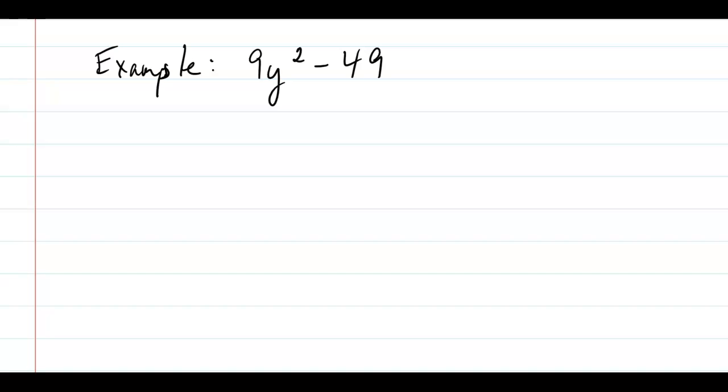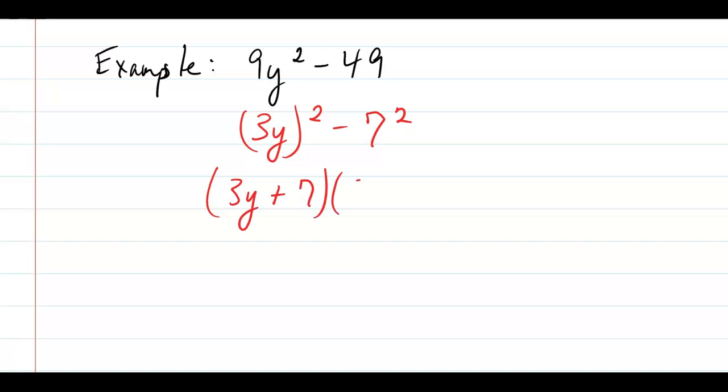Finally, one last example. 9y squared can be seen as 3y quantity squared, and 49 is 7 squared. So by difference of squares, it's 3y plus 7 times 3y minus 7.